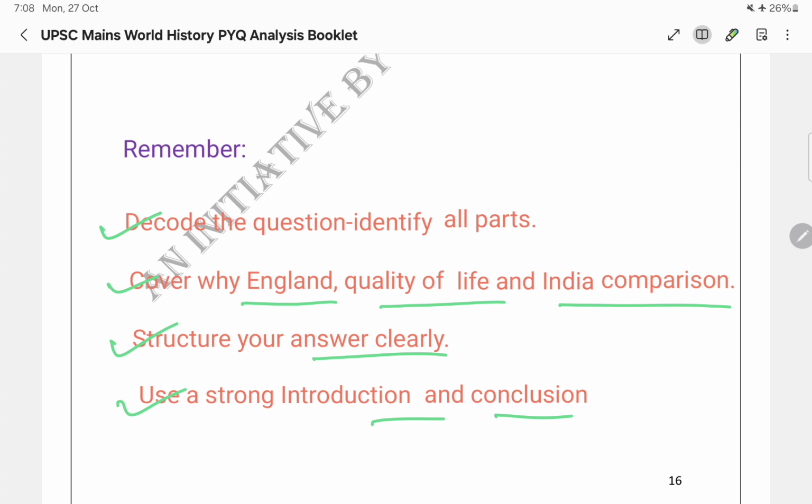In tomorrow's next session, I will show you what answer I had written and what feedback I had got for these two questions.